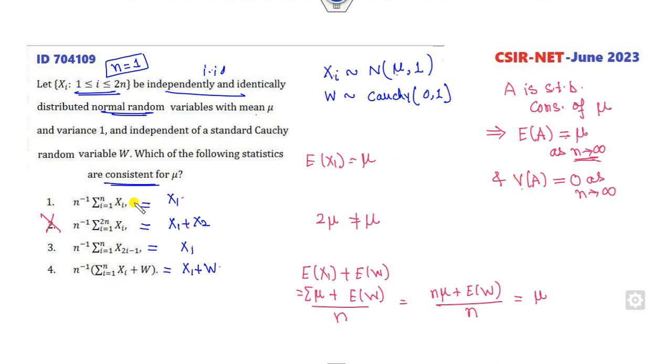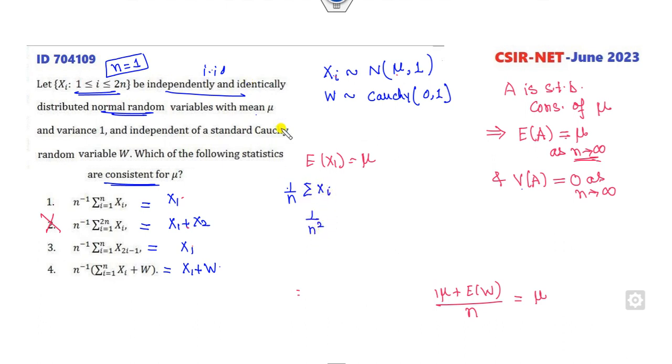Check the variance. Okay, I can clear this. Now how can you find the variance in general? It is 1 over n summation of xi. So the variance is 1 by n square, because they are IID, so I can write this as the variance of xi. The variance of xi is 1. So it is n over n square, which goes to 0 as n approaches infinity. The first is the right answer.